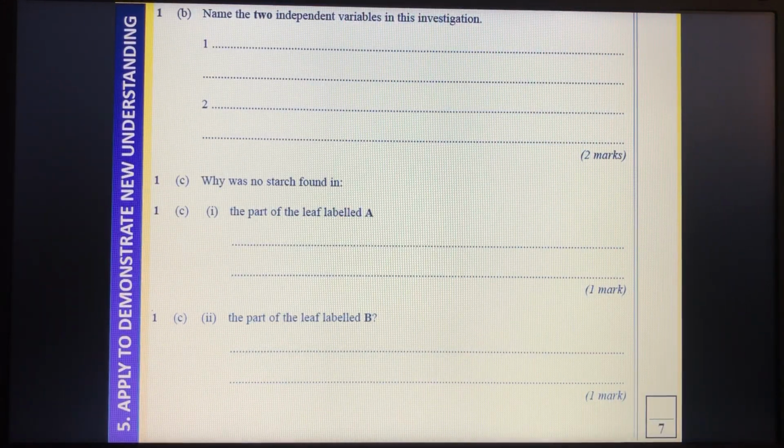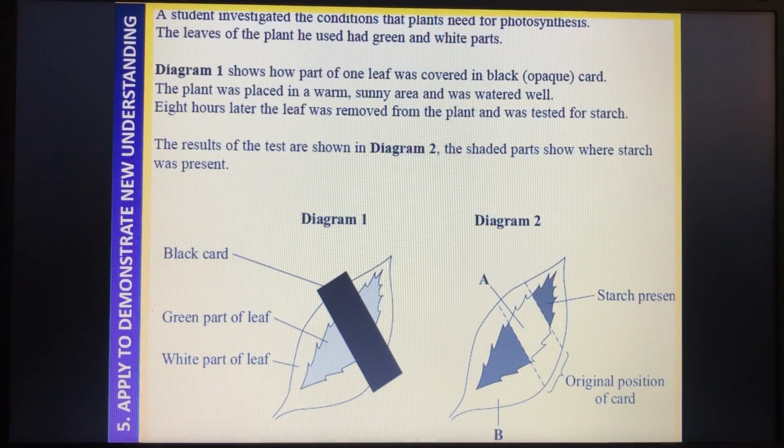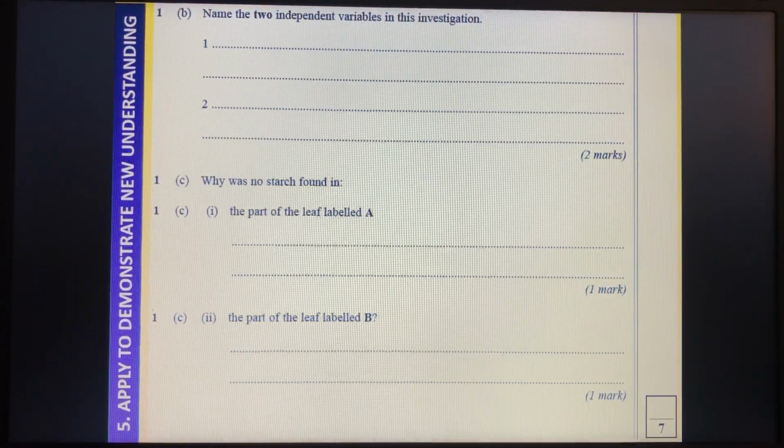Name the 2 independent variables in this investigation. They're actually looking at quite a lot of stuff here. There's more than one thing going on at a time here. So there's 2 independent variables. What 2 things did they change in this investigation? Have a think. Okay, if you need extra time, pause now.